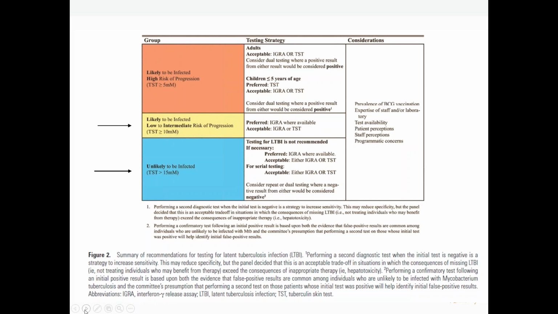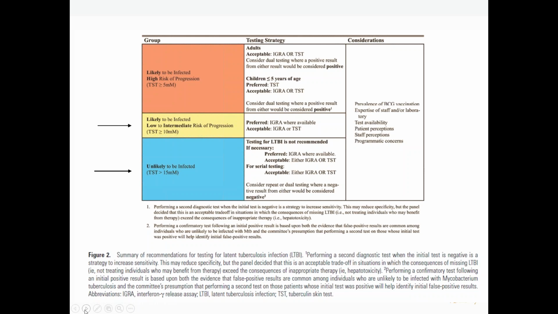The middle box is kind of the usual. I mean, this is a lot of the people we screen. They're likely to be infected, but they don't really have a risk of progression. And actually, I take that back. That isn't a lot of the people I screen. I screen mostly the people in red. But these people do get screened. Say, for example, a foreign-born healthcare worker that doesn't really have a risk of progressing. They're healthy otherwise, but they are likely to be infected. Well, the IGRA is preferred in this case due to the specificity issue mainly.